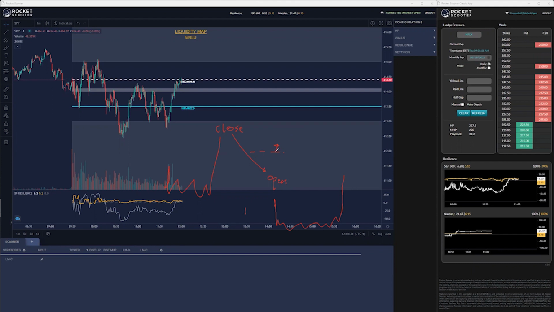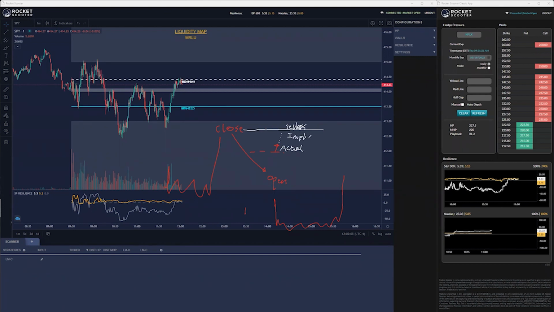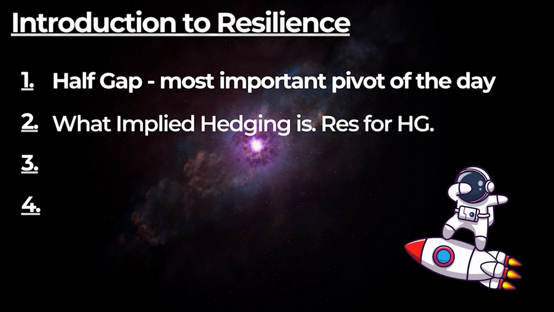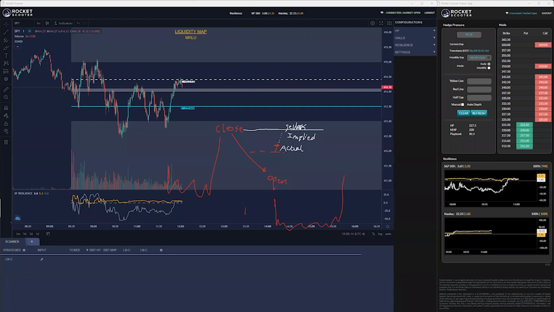So say that a random stock like Apple has moved from here to here. Our algorithm will know that Apple needs to do this. Anytime it's above half gap, Apple wants to connect with this price because that's where the sellers are. Apple has an actual move. Our algorithm will understand that there's an implied move that it needs to take. So our algorithm will say, okay, Apple has moved here, but it kind of needs to move there too, and it hasn't done it yet.